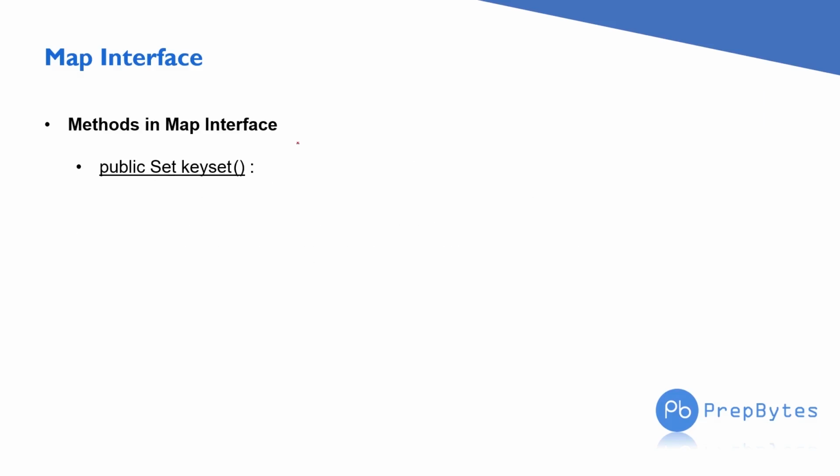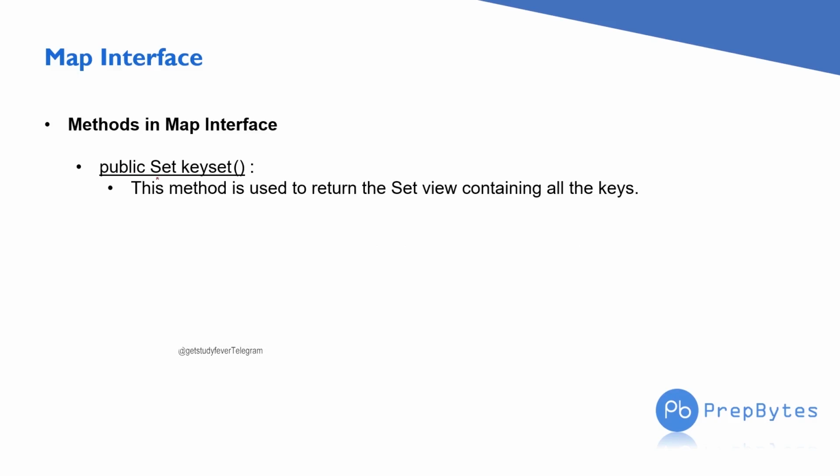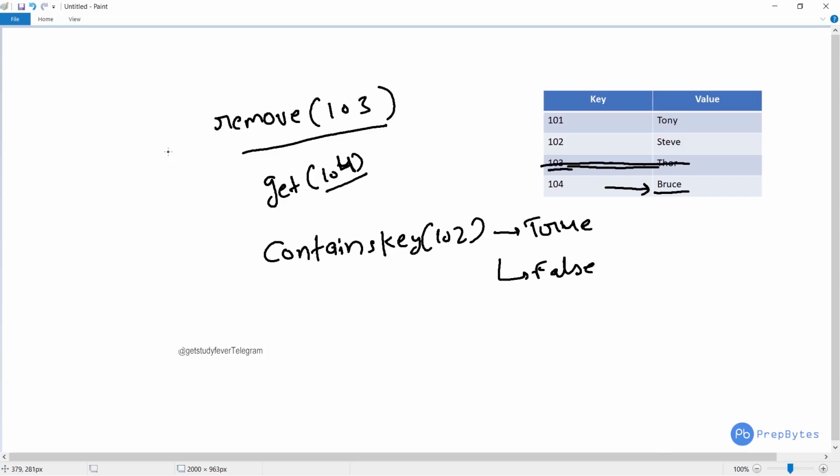Next is public Set keySet. Now what is this? As you can see, the return type is a Set. We have learned many things about set and collection. So the return type is Set, and this method is used to return the set view containing all the keys. So if I write keySet, the method name is keySet, what will this method return me? 101, 102 and 104.